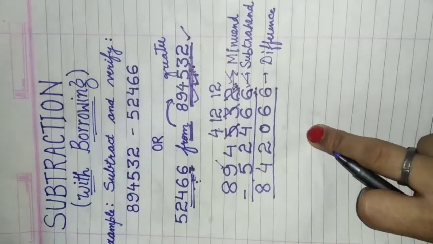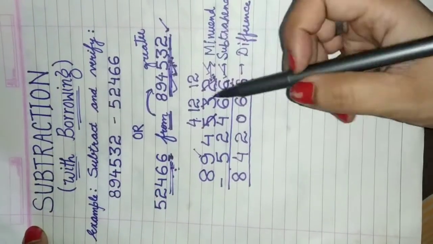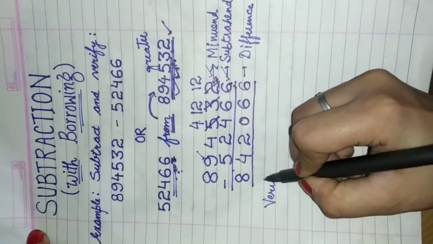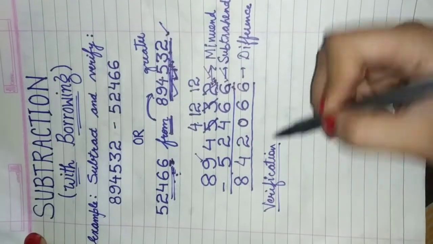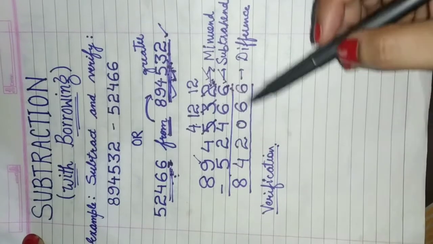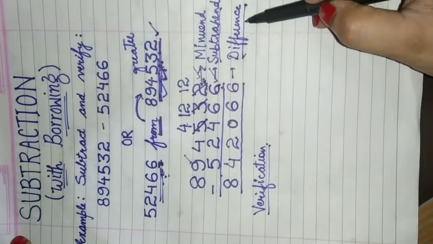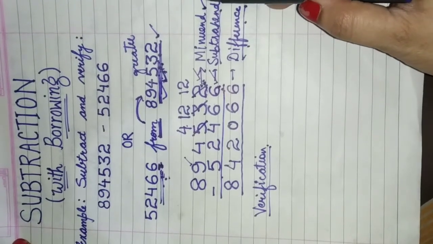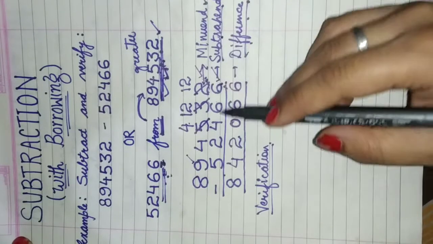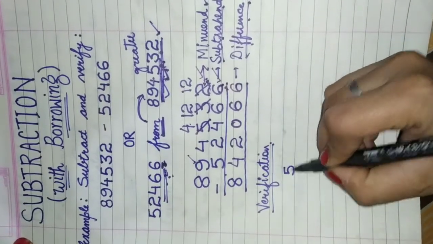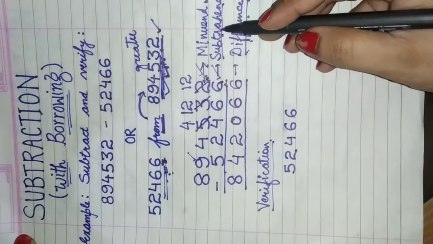Now children, we have to verify, we have to check whether our answer is correct or not. What we have to do? First we will write the verification. How to do the verification? We will add the subtrahend and the difference. Then the answer will come equal to the minuend, right? First you have to write the subtrahend. I am going to write 5, 2, 4, 6, 6. This I have written as the subtrahend.